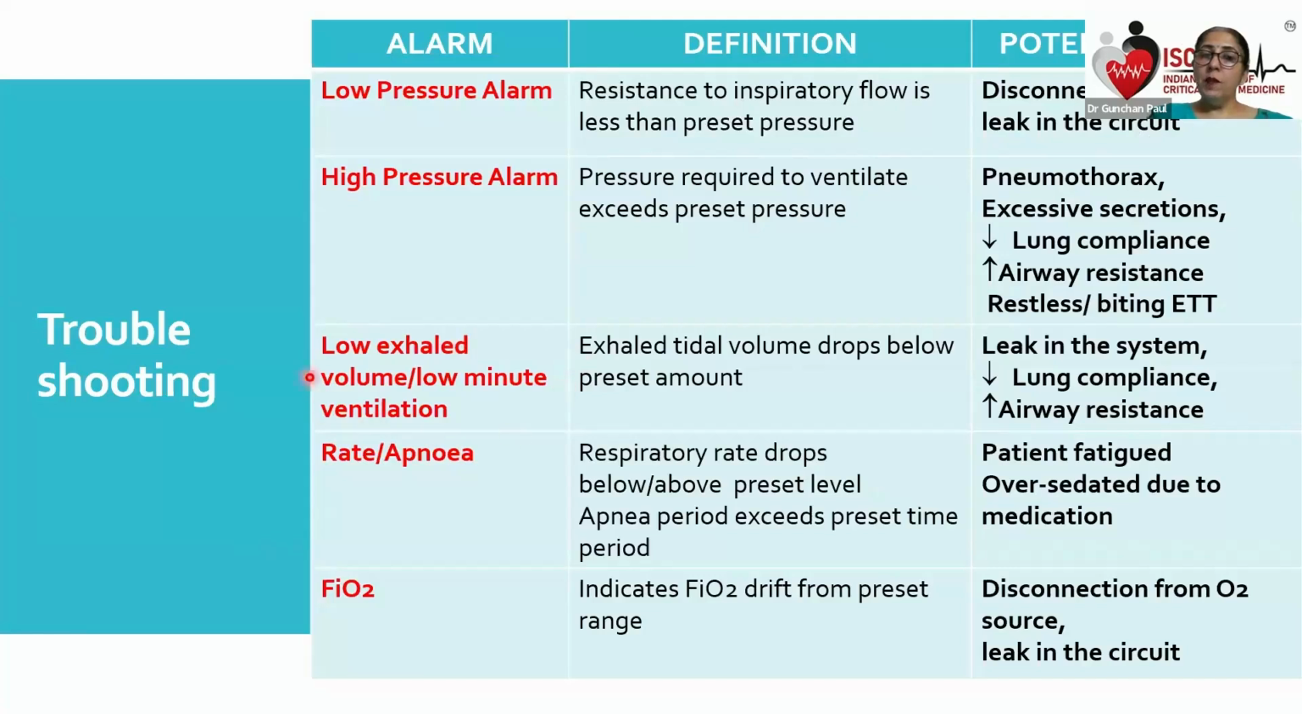I told you we have to be very cautious about minute ventilation alarm when the patient is on pressure control mode of ventilation, because there the pressure will not rise. You have set a fixed pressure, but if the tube gets blocked and the patient is on pressure control mode of ventilation, the tidal volume will not be delivered. Pressure is set at 15, 18, it will not rise, but the volume is not delivered. So minute ventilation will be low. Or if there is a leak, again minute ventilation will be low.